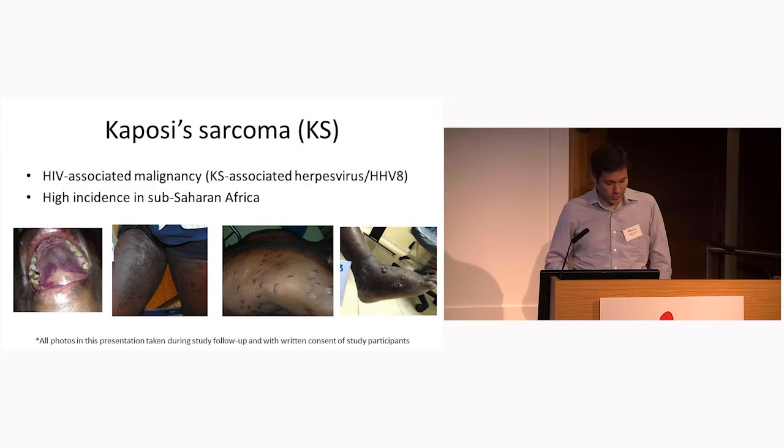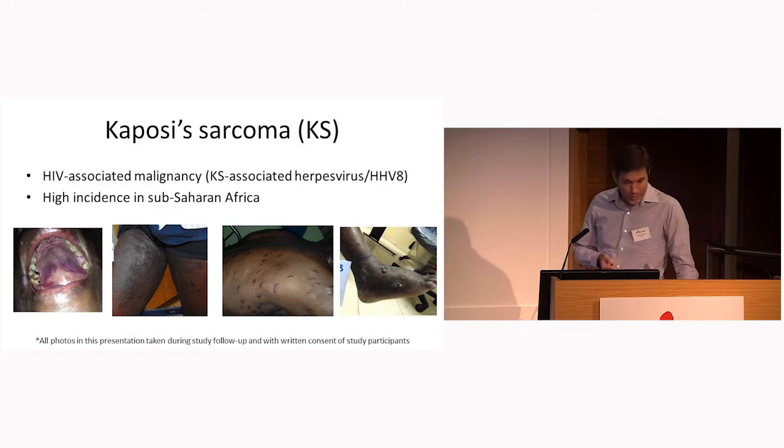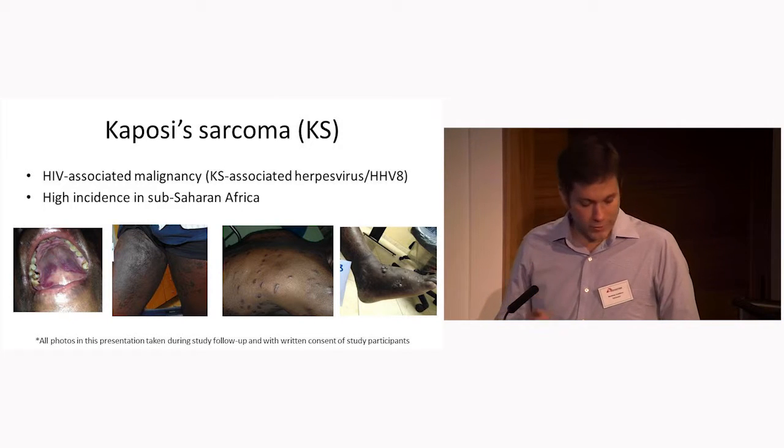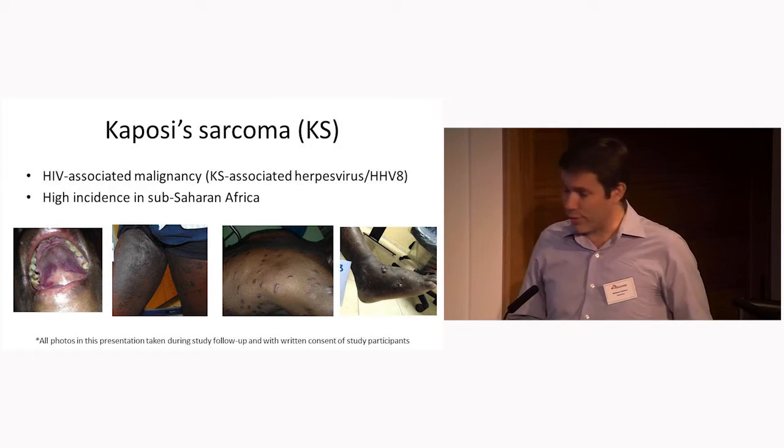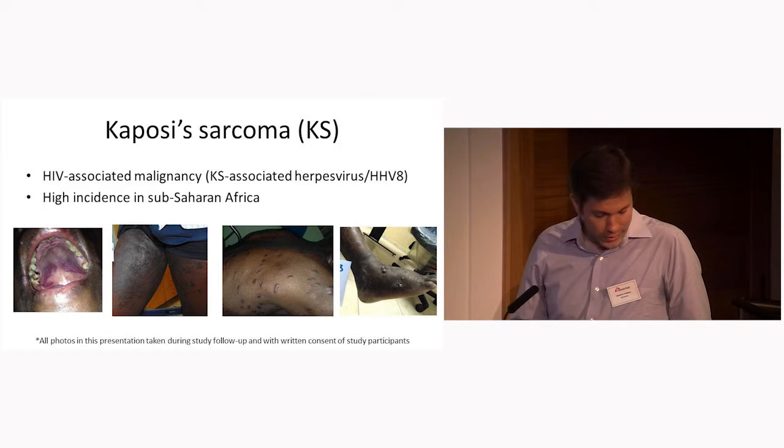Kaposi sarcoma, or KS, is one of the most common HIV-related malignancies. It's particularly prevalent in some parts of southern Africa. It's linked to a herpes virus, and it's actually a cancer of the walls of blood vessels. And it has a variety of clinical forms, as you can see on the screen.